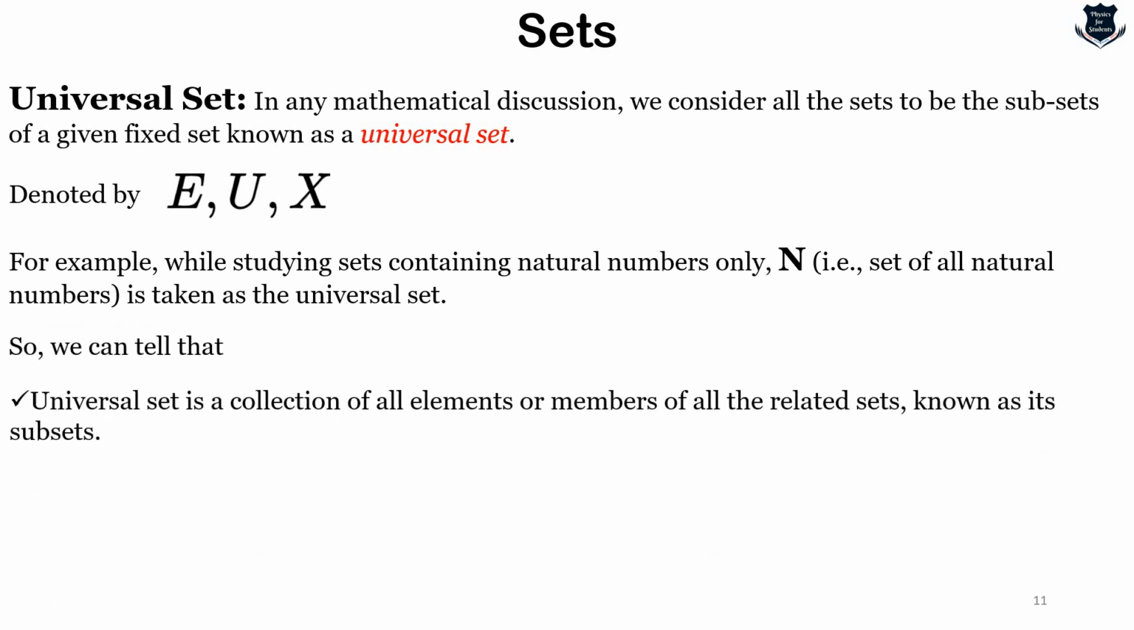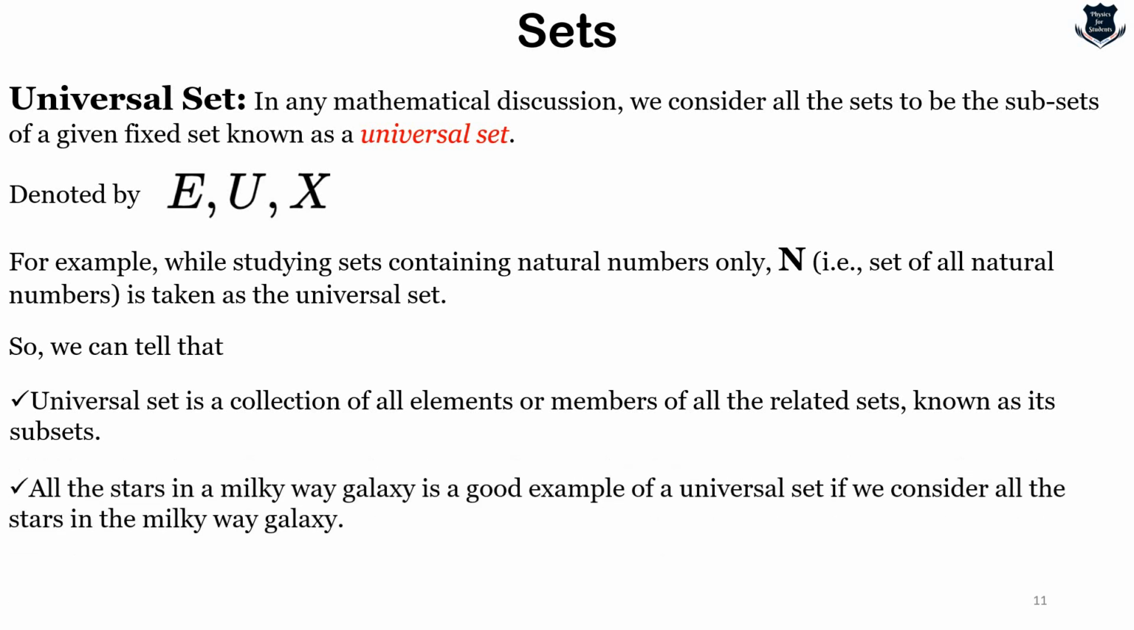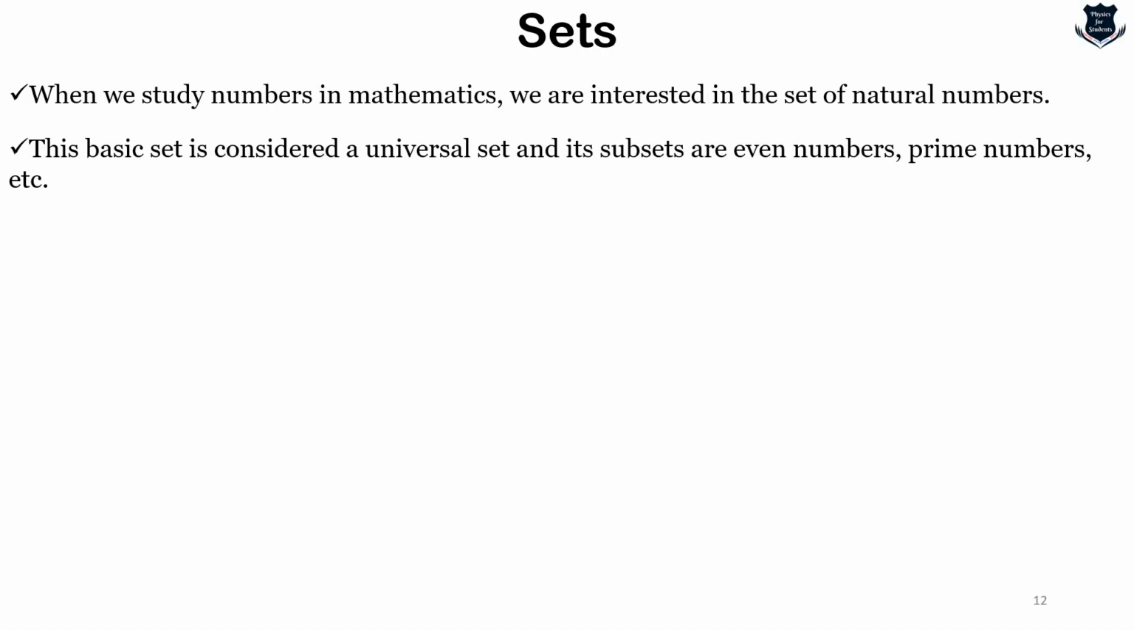So if you take this one, this is quite a useful point, that a universal set is basically a collection of all elements or members of the relative sets known as subsets. And for example, all the stars in the Milky Way galaxy is a good example of a universal set if we consider all the stars in the Milky Way galaxy.